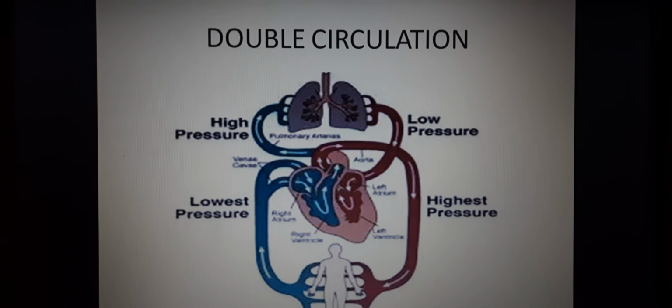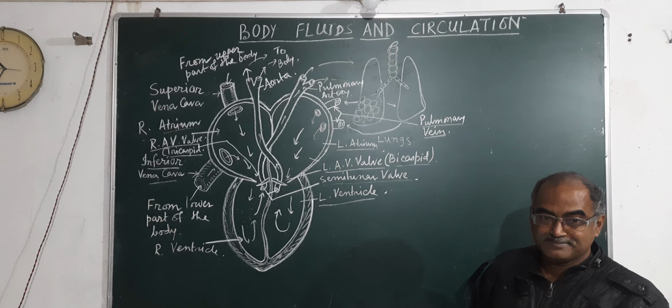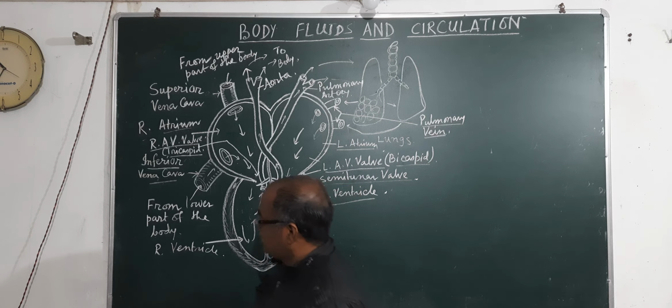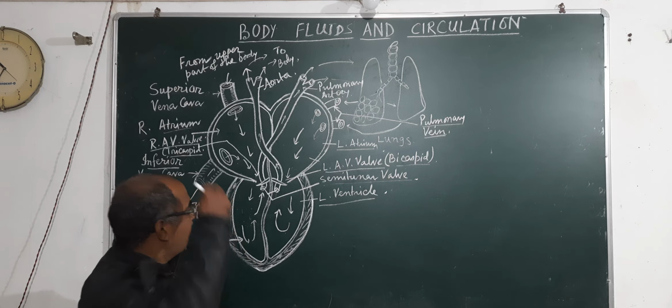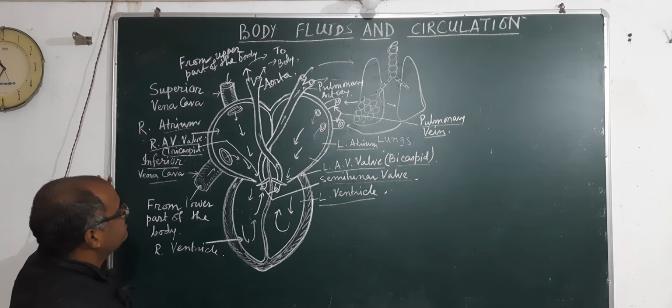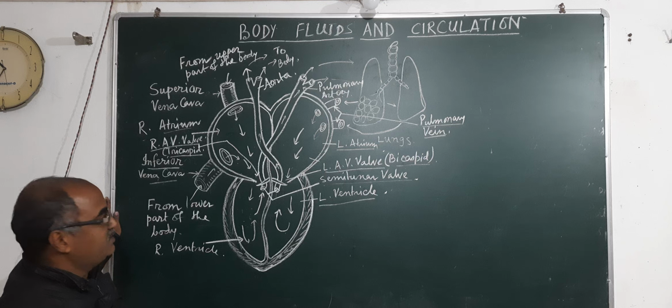Next, about the double circulation. About double circulation I am now explaining on the board. Please look at the board. Now see the double circulation, and now you have to remember the structure of the heart.